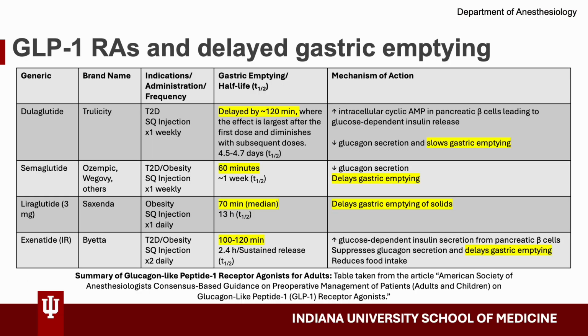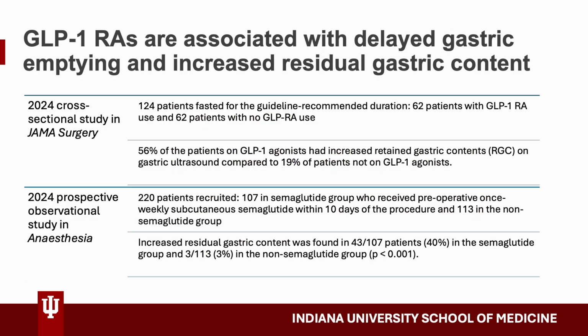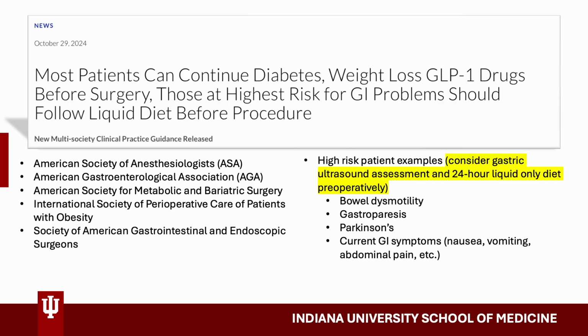Preoperative gastric ultrasound is especially relevant given the increasing popularity of GLP-1 agonists, which delay gastric emptying, leading to increased residual gastric content, defined as solids, thick liquids, or more than 1.5 mL per kg of clear liquids as measured using gastric ultrasound. Residual gastric content can increase aspiration risk under general anesthesia. The risk can potentially be mitigated by discontinuing the drug or following a liquid diet before a procedure.